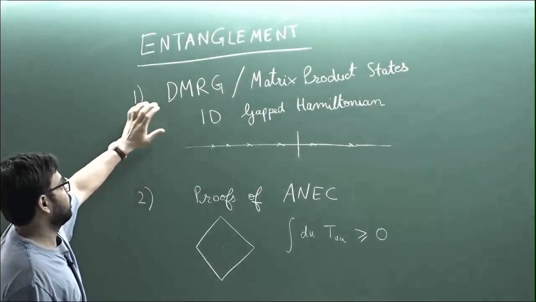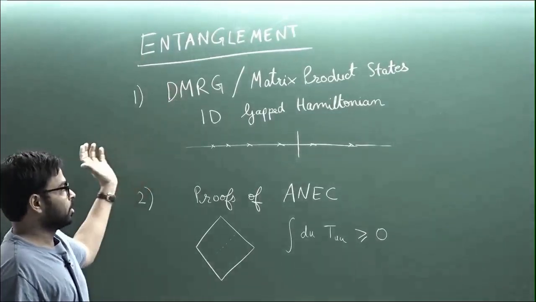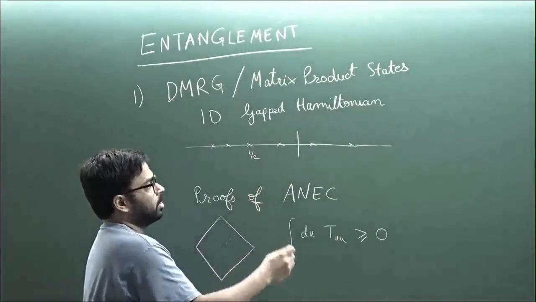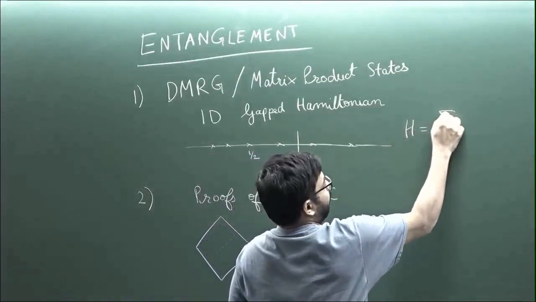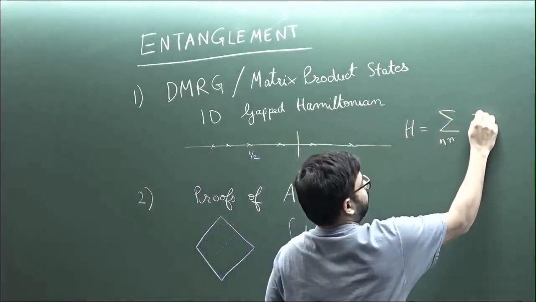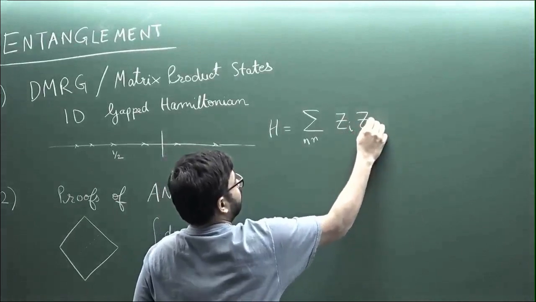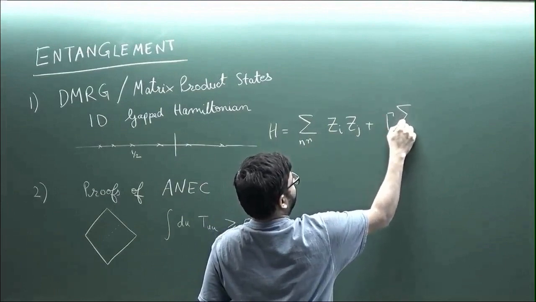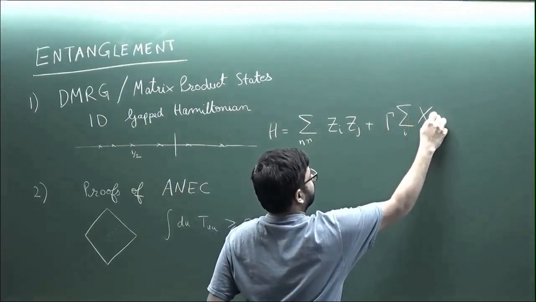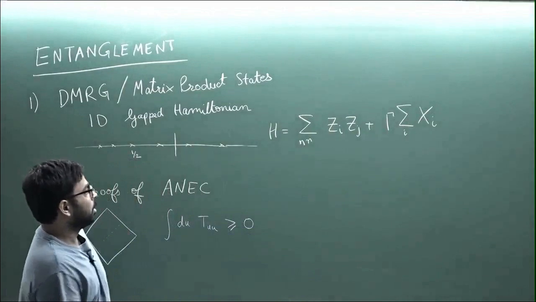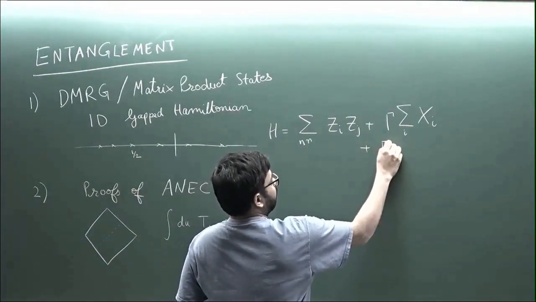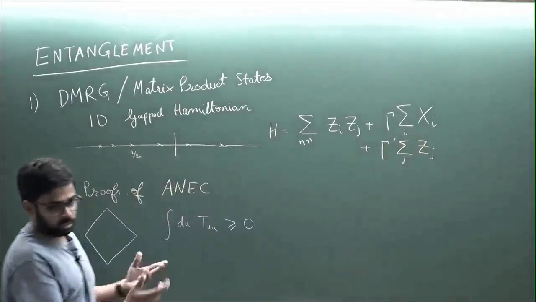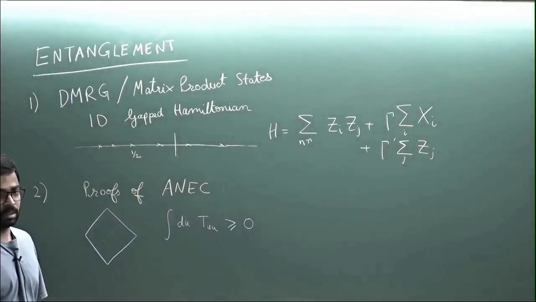Forget about the name. The problem is, you have a spin chain, with some spin-half particles. And you have a Hamiltonian like a sum over nearest neighbors of Zi Zj, plus some coupling constant gamma times the sum over the sites of Xi, where X and Z are the Pauli operators on the site. Plus you can add a gamma prime sum over j of Zj. This Hamiltonian cannot be solved exactly, so you have to resort to numerical techniques.